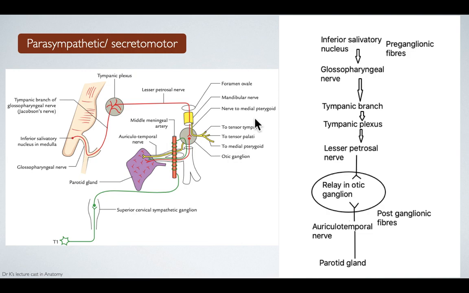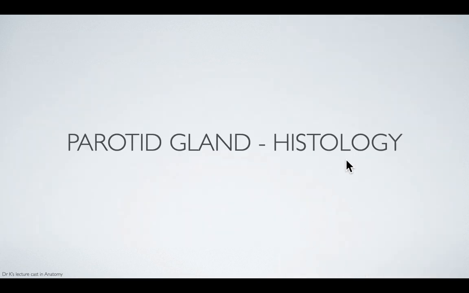The message to secrete saliva is carried from one structure to the next: the inferior salivatory nucleus, glossopharyngeal nerve, tympanic branch, tympanic plexus, lesser petrosal nerve. Till here it is considered to be preganglionic, till they relay in the otic ganglion. From here they are called postganglionic fibers, which reach the parotid gland through the auriculotemporal nerve, and thereby saliva is secreted. Coming to the histology.